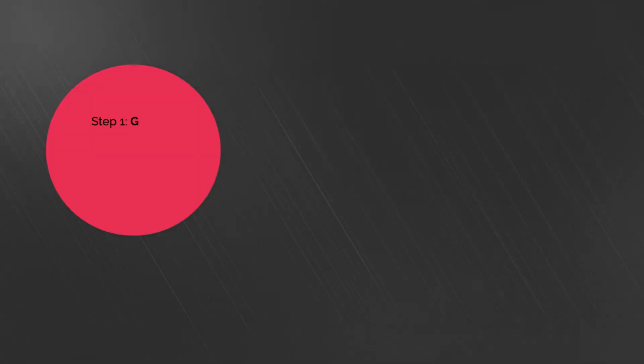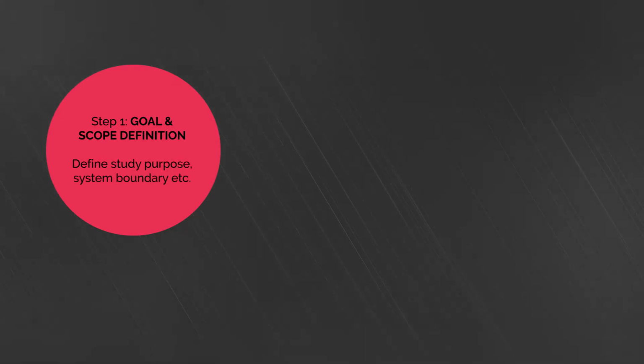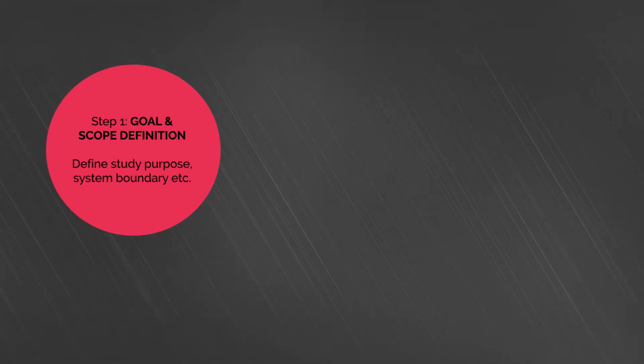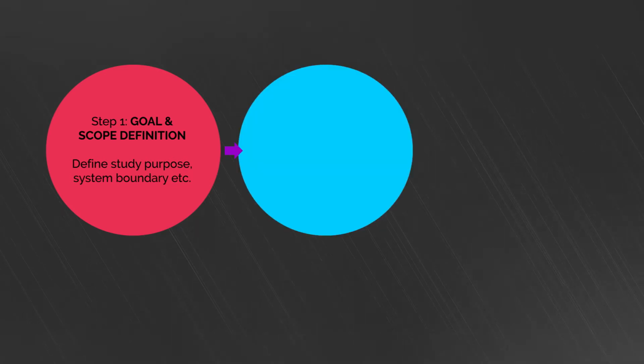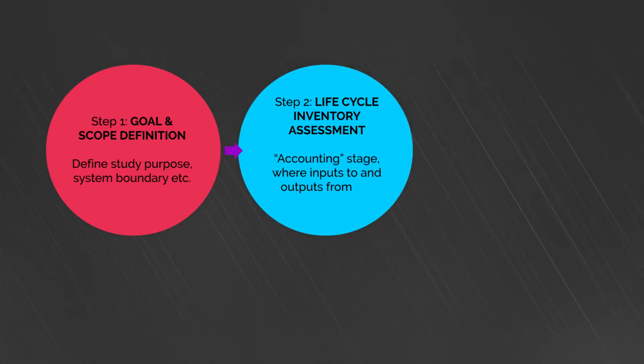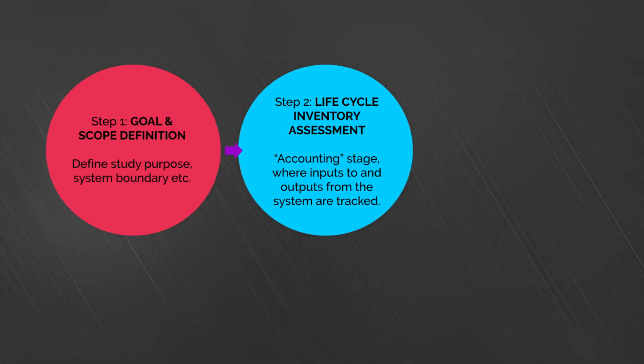In step 1, the goal definition and scope stage, the product or service to be analyzed is described in detail, and the purpose of the study is explicitly identified, and in this step, the system boundary is also defined. In step 2, the life cycle inventory assessment, all the materials, energy, resources and emissions are quantified and recorded in the life cycle inventory.